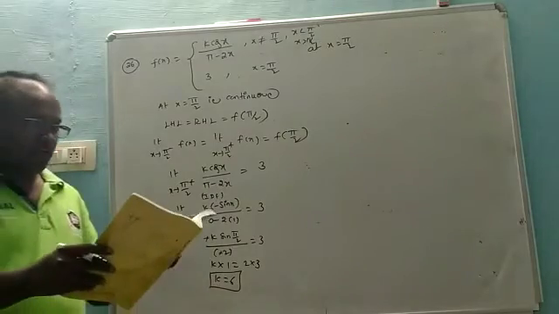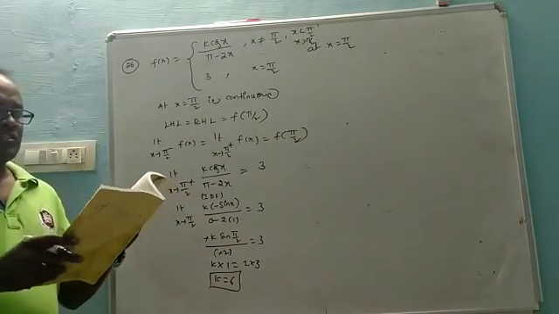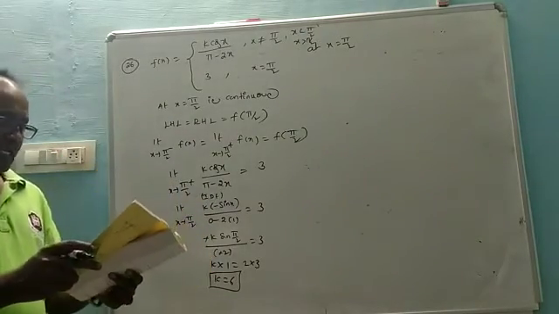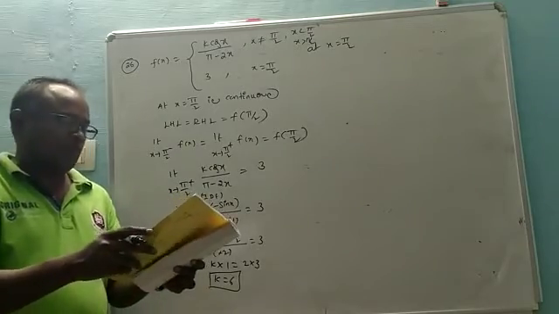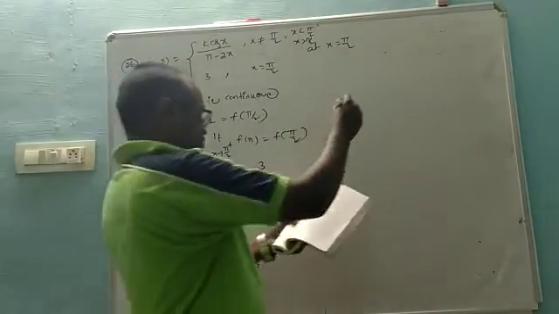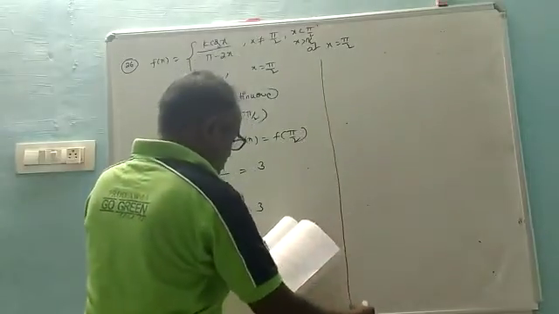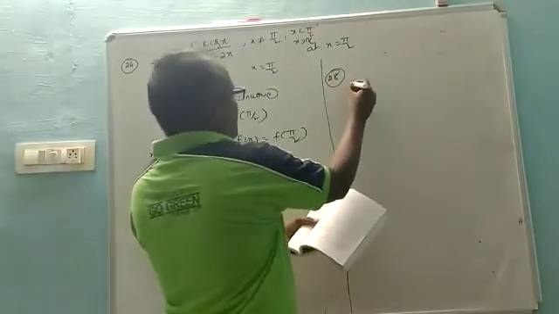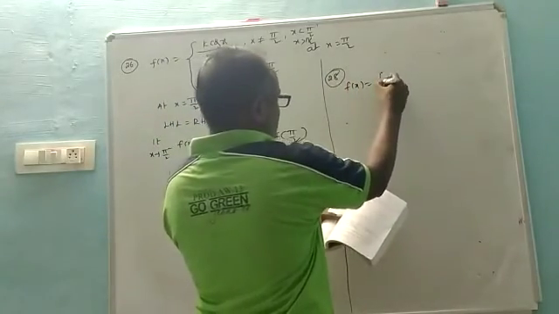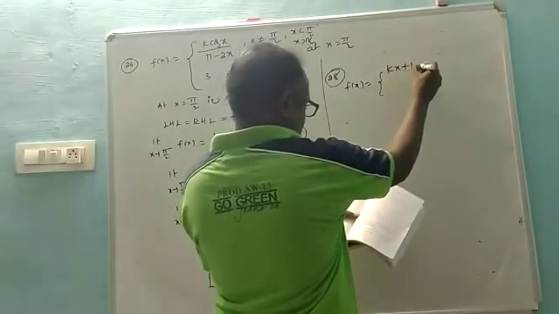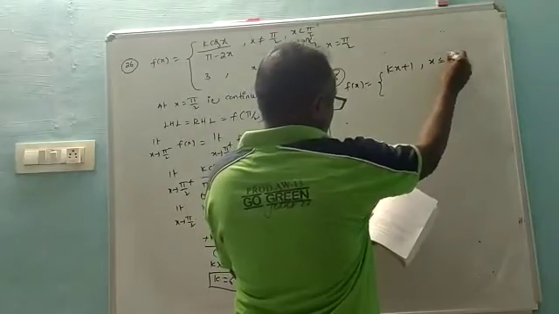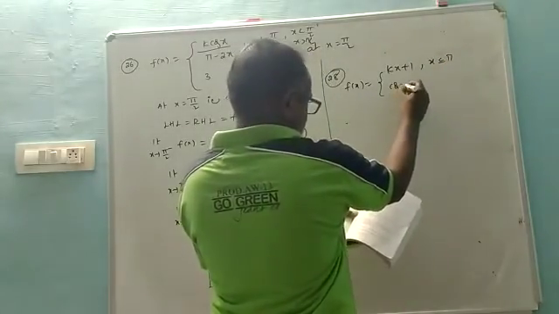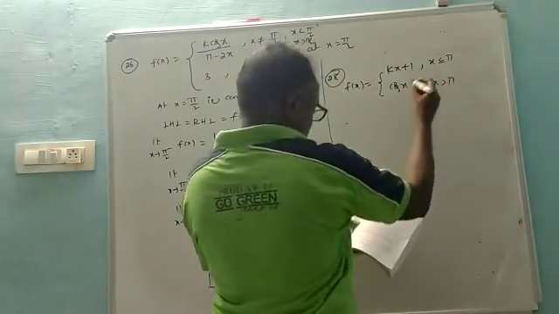In the same way, 27th also is the same model. 28th, 29th, 30th also are the same model. So here, question number 28: f of x is equal to kx plus 1, where x is less than or equal to pi, and next cos x for x greater than pi, already given.